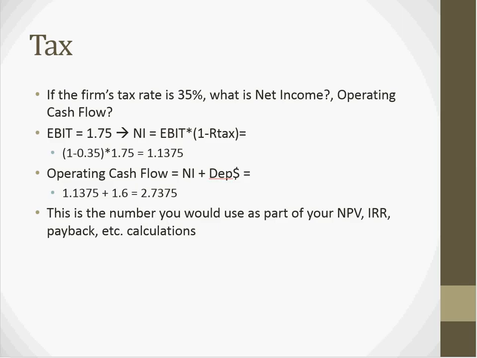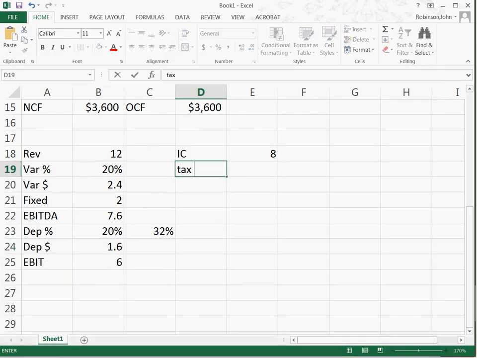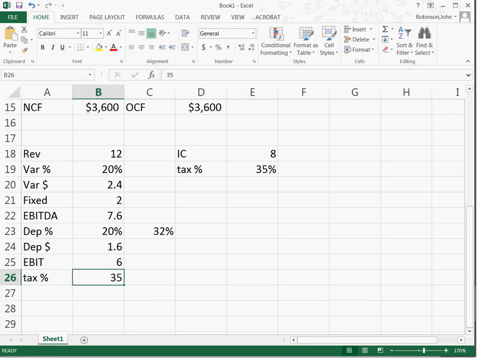Okay, let's try it. So we have a tax rate of 35%. We can also sometimes put tax over here. The reason we might do that here is because the tax rate might change year to year. So as the project becomes more profitable, the tax rate increases. Often though, we just treat it as given information for the whole length of the problem. And then we need tax dollars. So tax dollars are 35% of.